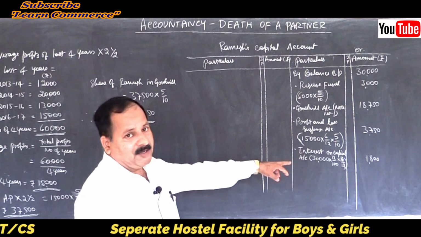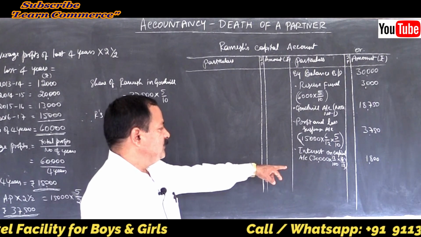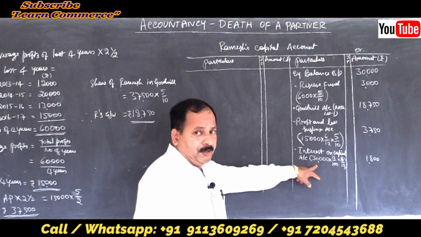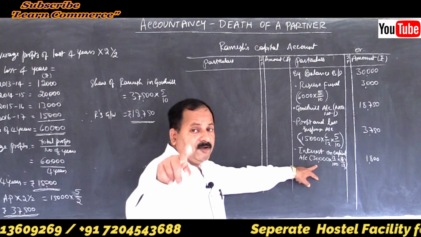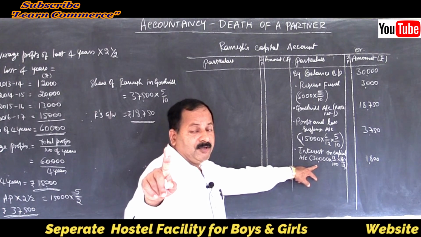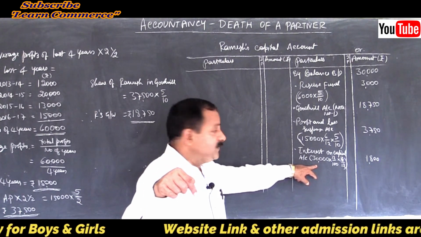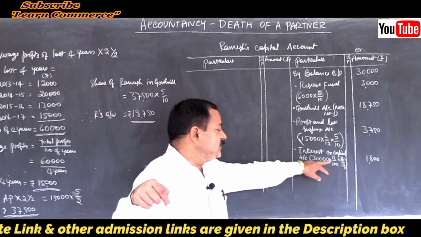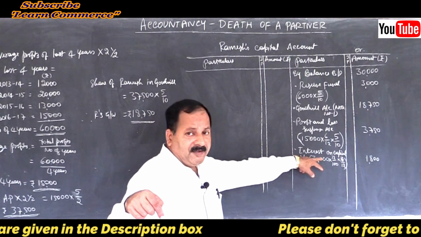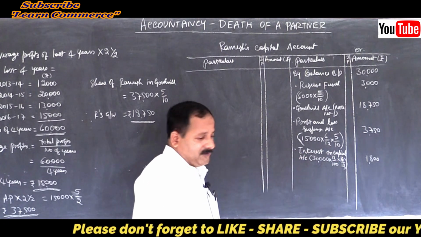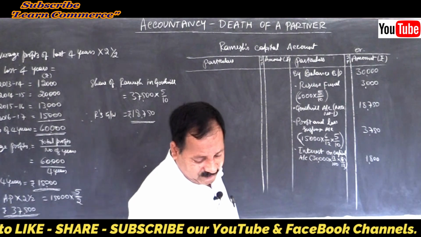So share will not come here. His share will not come because it is his capital. So no need of calculating 5 by 10, it is not required, because it is interest on capital. 30,000 kept for 6 months in the firm at the rate of 12%, 1,800. That is what the answer is.